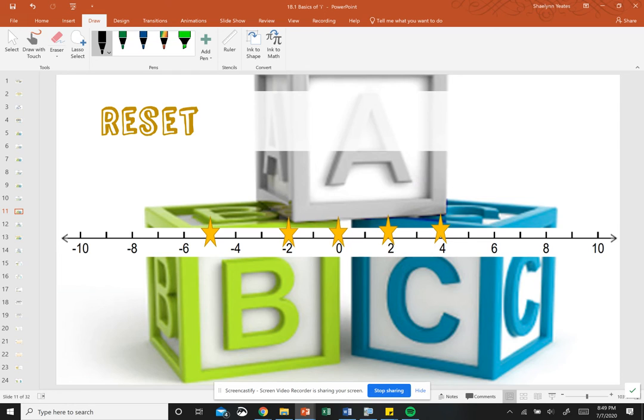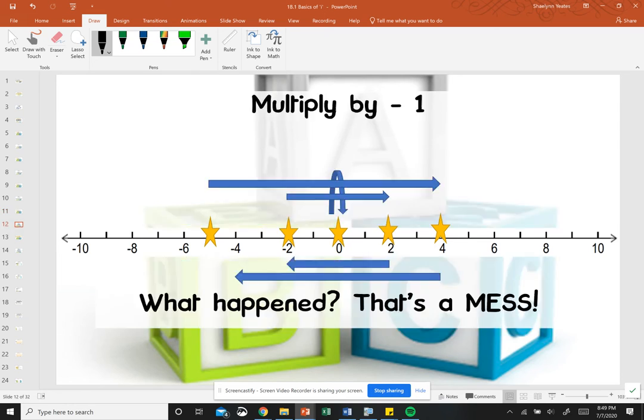Instead, we're going to multiply by -1. So let's see what happens when we multiply by -1. All right, so -5 becomes 5. Oh, it passed through 0, kind of weird. All right, -2 goes to 2, and that also passed through 0, kind of weird. So like if these were people standing on a number line, they'd be running into each other all over the place, right? That's a mess. So this is just something weird's happening. It doesn't look very pretty.